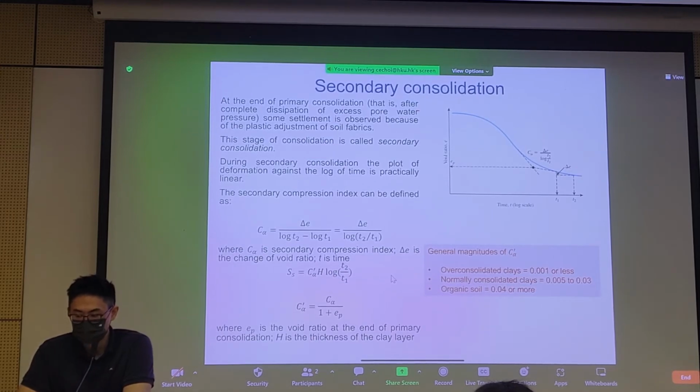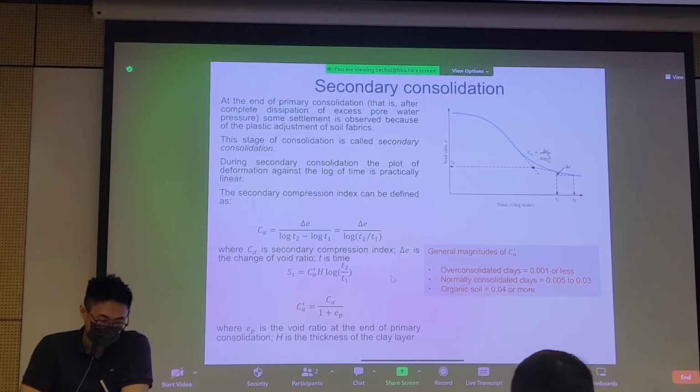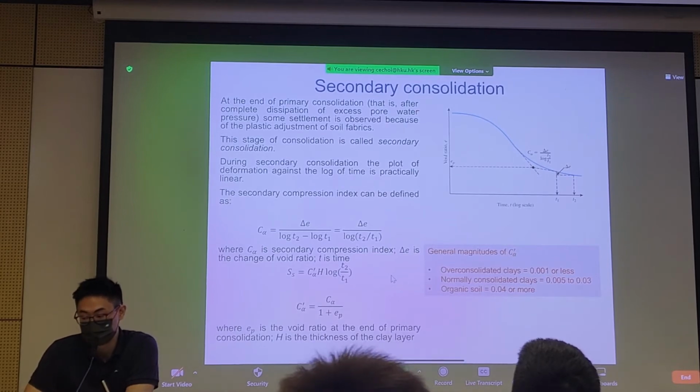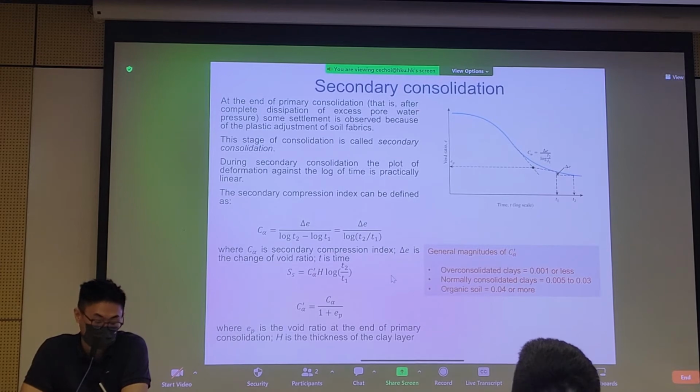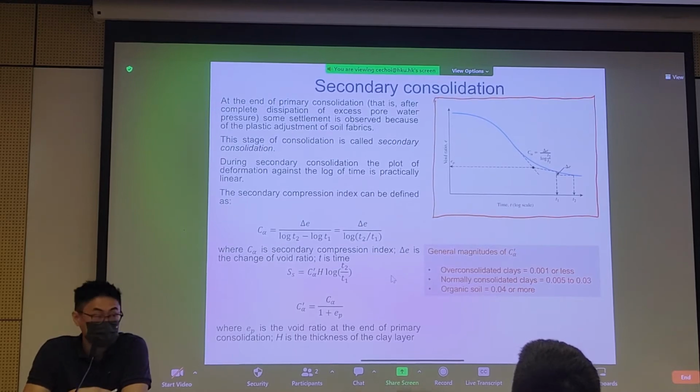Now, since the definition of secondary consolidation is that you're still getting compression at a constant stress level, it doesn't make sense to plot our graphs in terms of void ratio versus stress level anymore, right? So if you look at this graph on the right of the slide here, to assess secondary consolidation creep, we often plot void ratio versus time, because this is a time-dependent problem now, right?